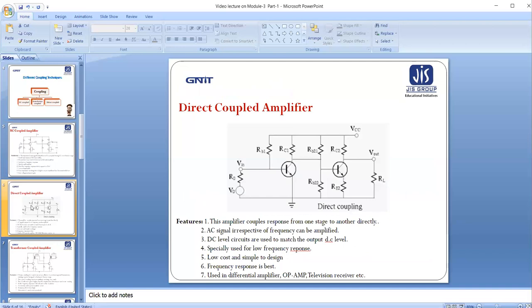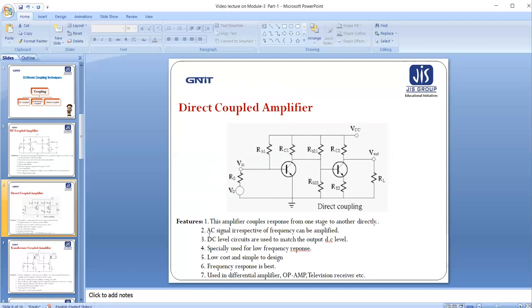Next coupling is the direct coupled amplifier, where we have seen that almost the same circuit is present, but the coupling, meaning the output from one transistor to the other transistor, goes directly, with no capacitor here. That's why the coupling is called direct coupled. So what are its features? The amplifier couples the response from one stage to another directly, meaning this path.